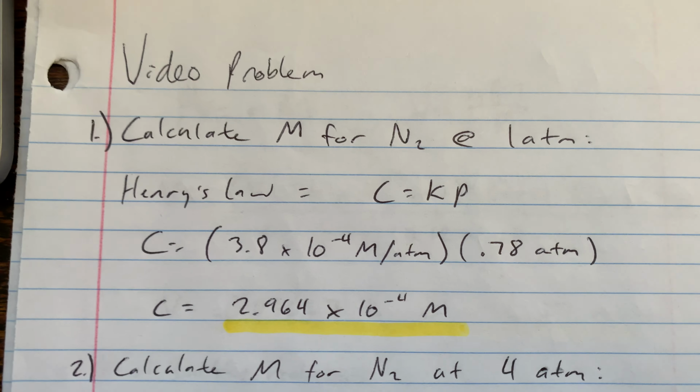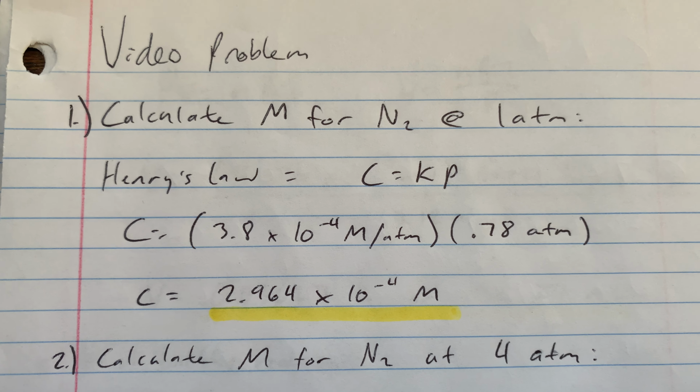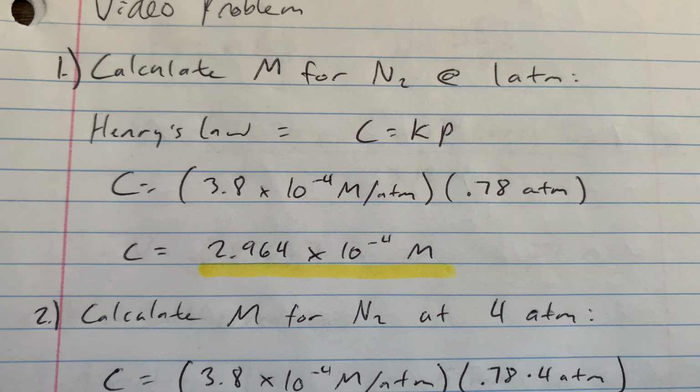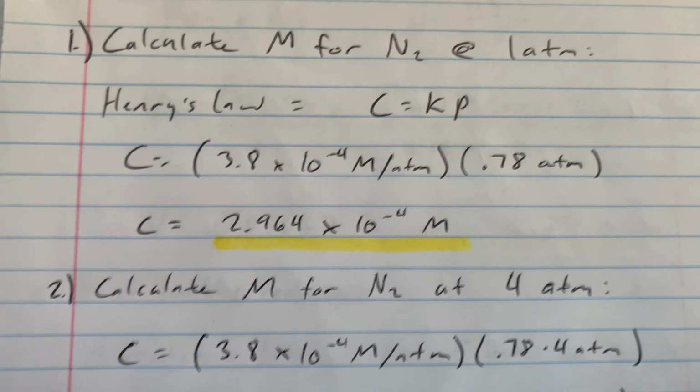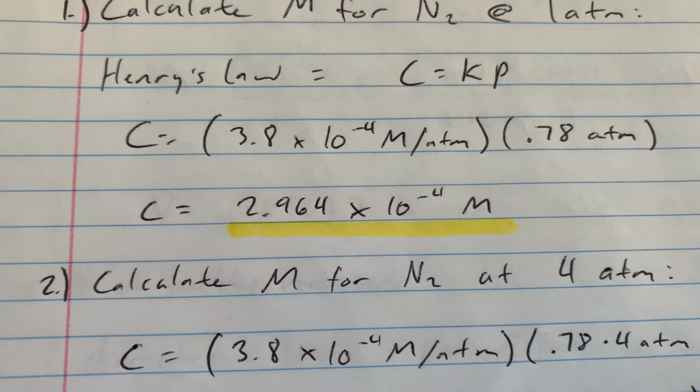So part 1 asks me to calculate molarity for N2 at 1 ATM. I know from Henry's law that C equals Kp, so I plug those in. The pressure for N2 at 1 ATM is 78%, so I multiply that by 0.78 ATMs. That gives me 2.964 times 10 to the negative 4th molarity.